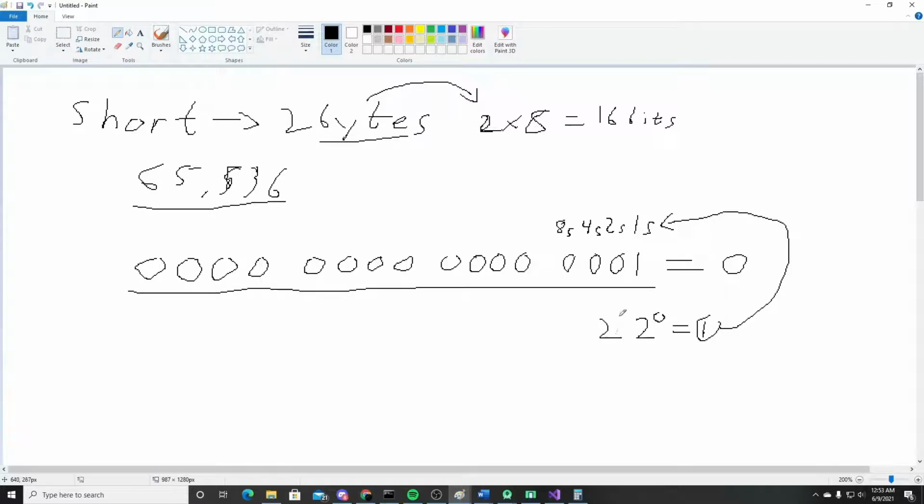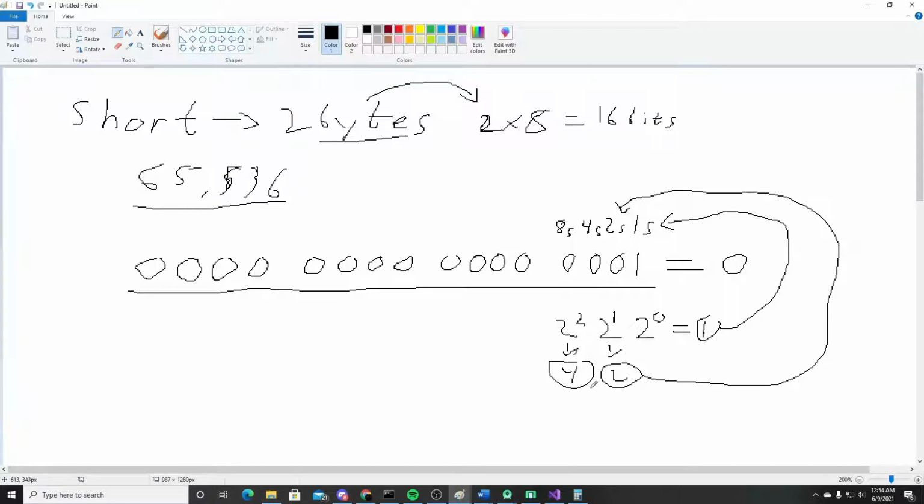If we took 2 to the first power, that would just equal 2, hence where our 2's place comes from. And then 2 squared, we all know that equals 4, because that's really just 2 times 2. So we have 4, hence where our 4's place comes from, and so on and so forth down the line.